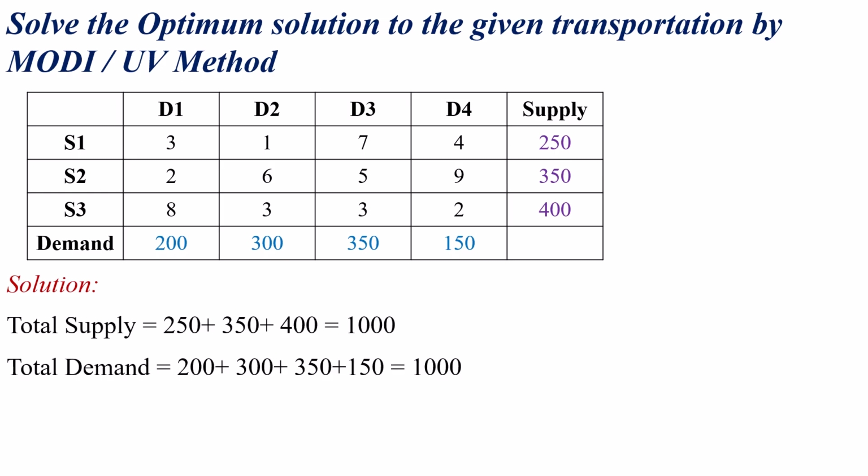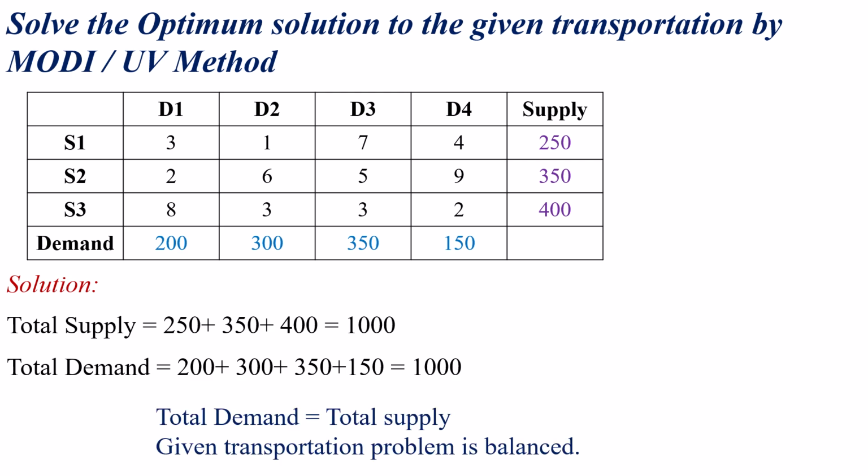First, calculate the total supply. Total supply equals 250 plus 350 plus 400, that is 1000. Then calculate the total demand, that is 200 plus 300 plus 350 plus 150. Total demand equals 1000. Then total supply equals total demand, so the given transportation problem is balanced.